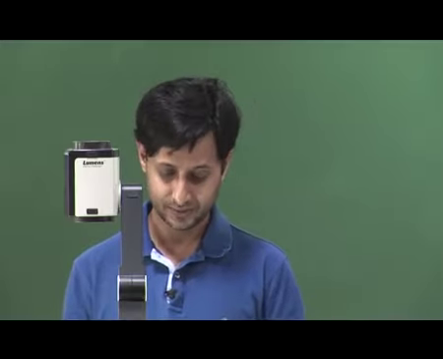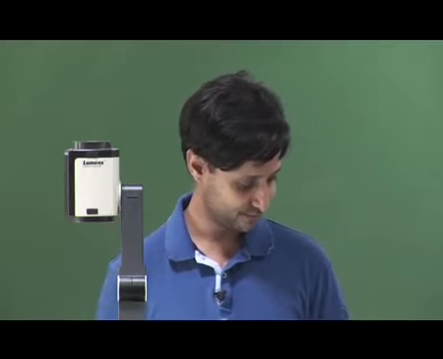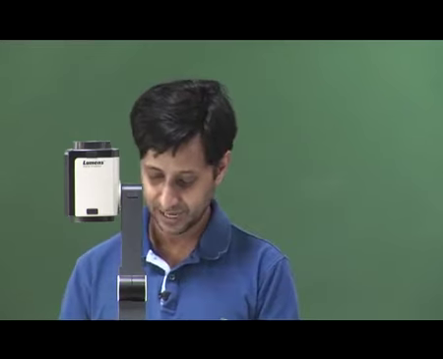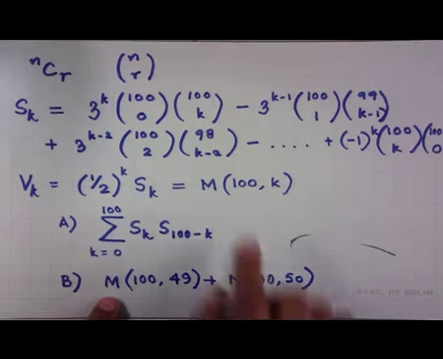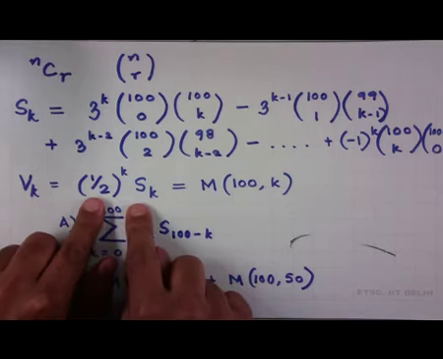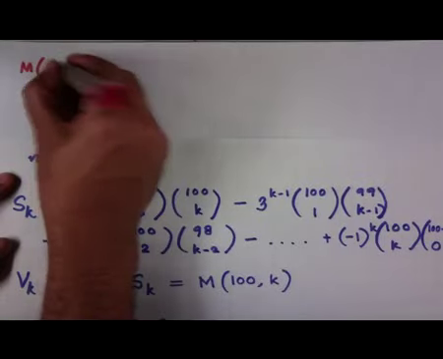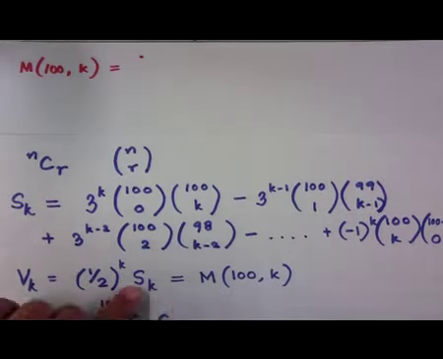So, this is the first part of our paragraph, and now we are going to try working out the second part of the paragraph. And what was the second part? Can you compute m of 100 comma 49 plus m of 100 comma 50, where m of 100 comma k is half power k times s k.